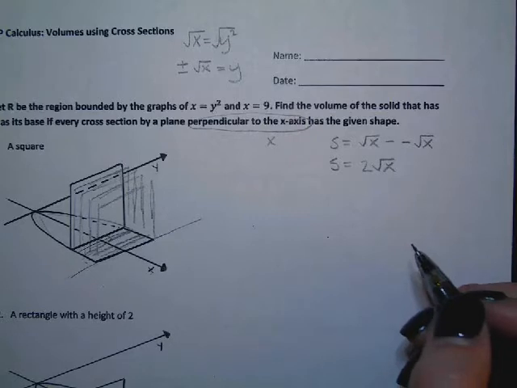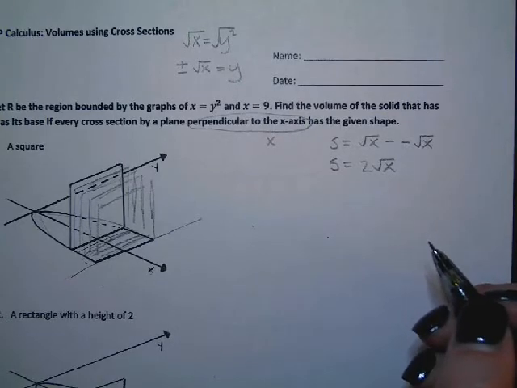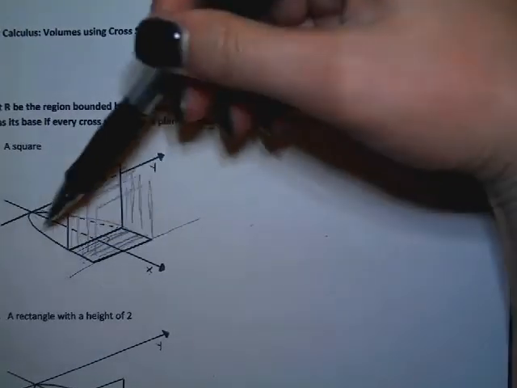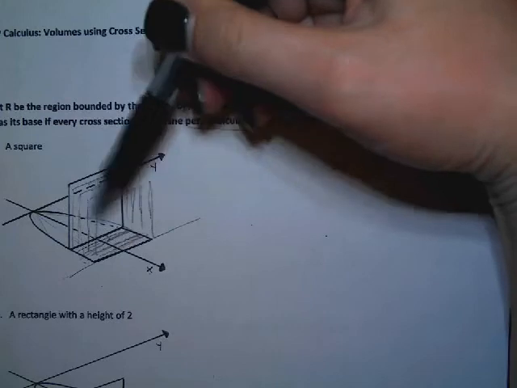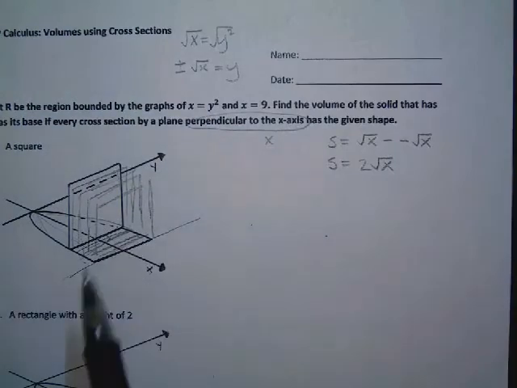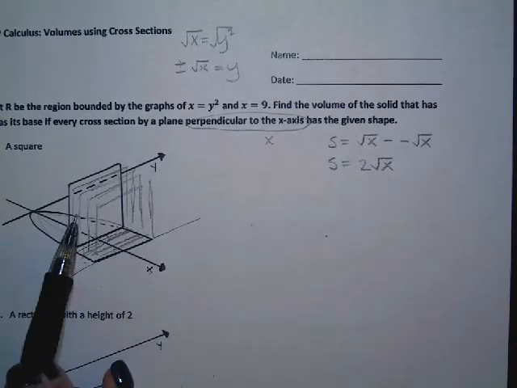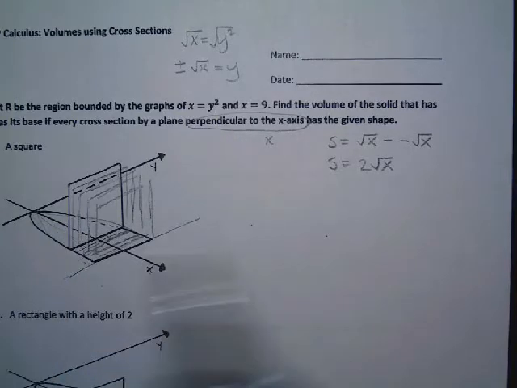If it were perpendicular to the y-axis, would it be going down like this? If it was perpendicular to the y-axis, they would have been this way, and then we would have had right minus left. So it would have been 9 minus y squared. Does that make sense? Okay.